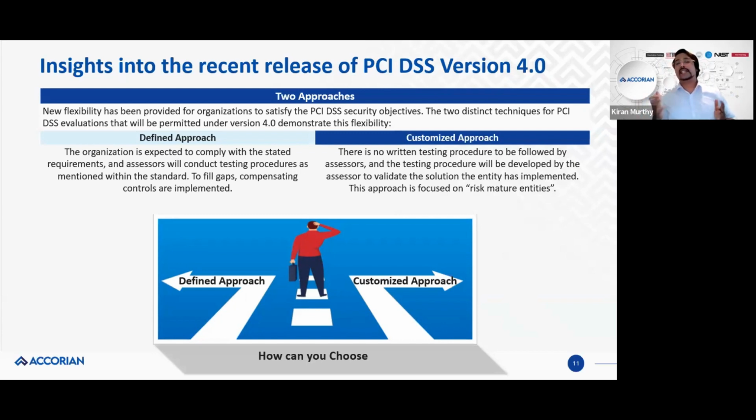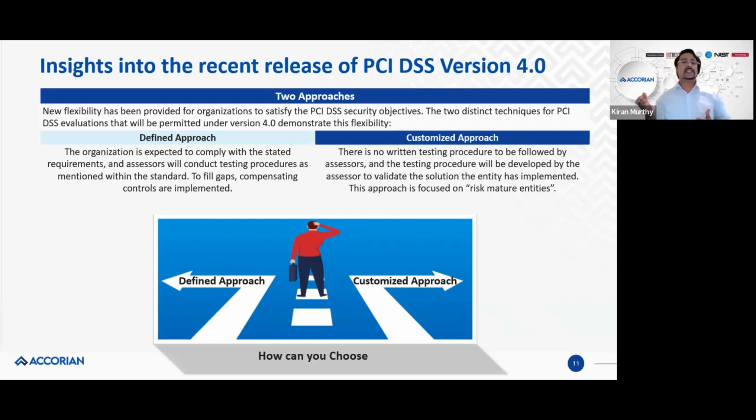So the testers, in other words, like us, Accorian, the QSA company, the assessor, will need to create their own test to make sure the dish still meets the high standards. This customized path is exciting because it recognizes that companies are not cookie cutter models of each other. We all have unique environments, challenges and strengths.